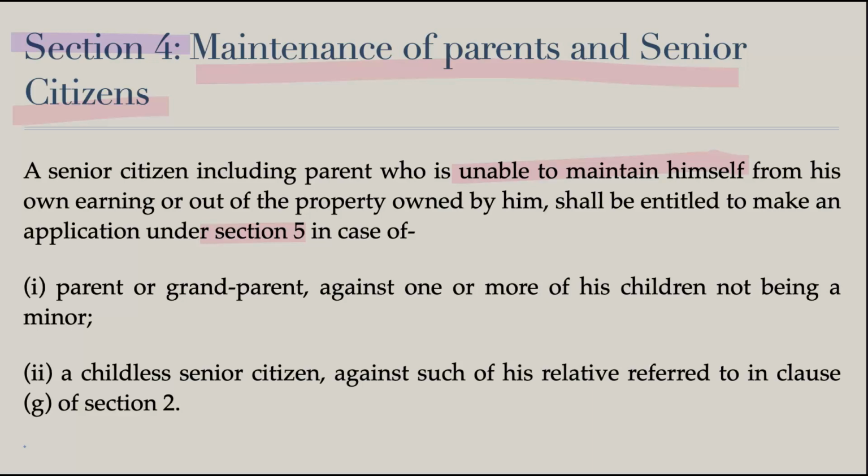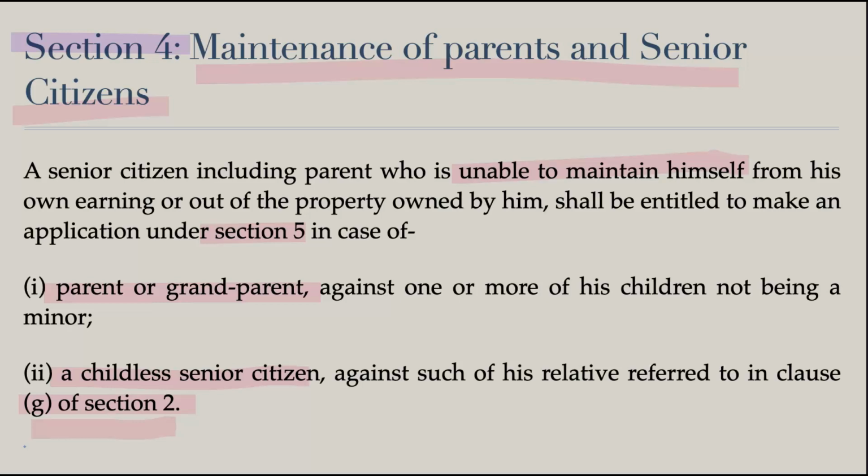In case of a grandparent or parent, the application is against one or more of his children not being a minor. In case the person is a childless senior citizen, the application is against such of his relatives referred to in clause (g) of Section 2. If you see clause (g) of Section 2 of the act, it basically means any legal heir of the childless senior citizen who is not a minor and is in possession of or would inherit his property after his death.